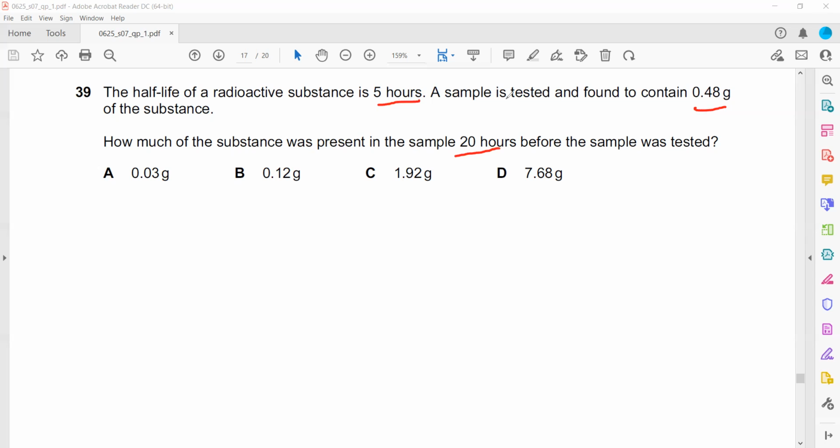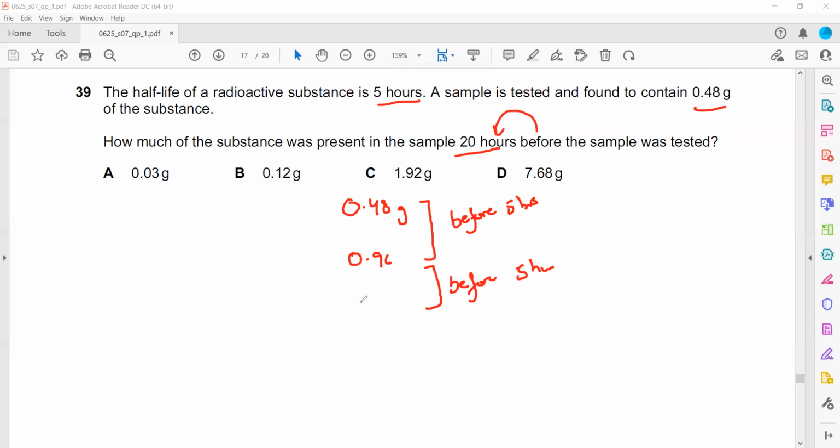So they are asking for before. It means before every 5 hours, because the half-life is 5 hours, the amount should be double. For example, right now we have 0.48 grams of the radioactive sample. So 5 hours before, it should be double this, so it will be 0.96. Then another 5 hours before, it will be double of this.